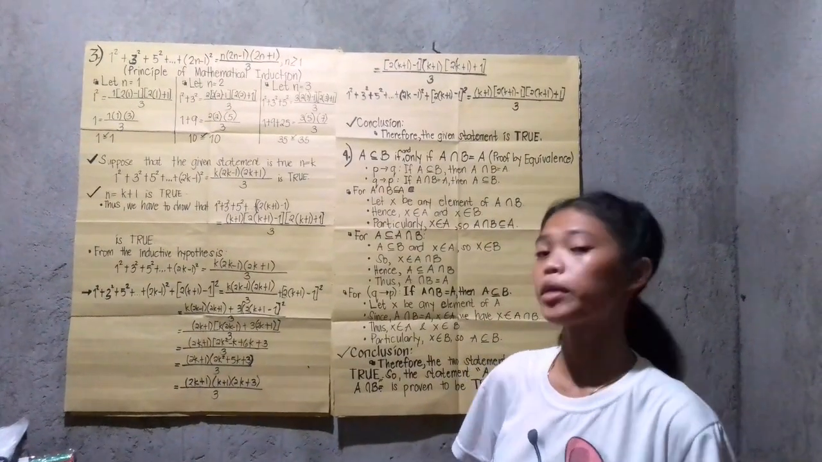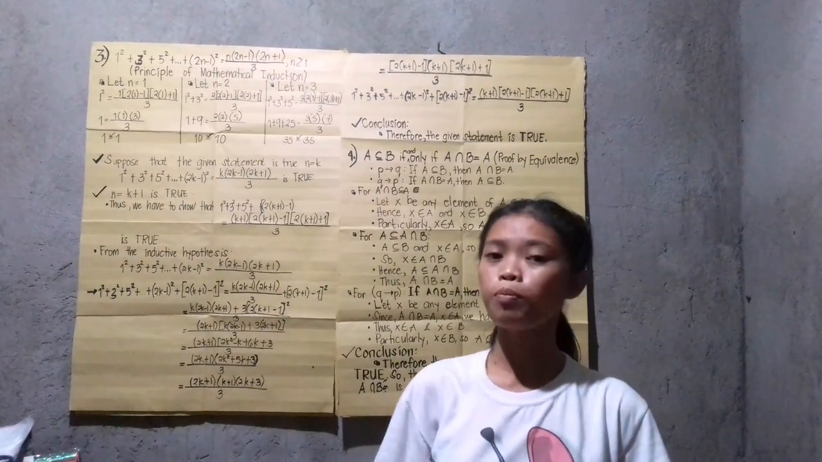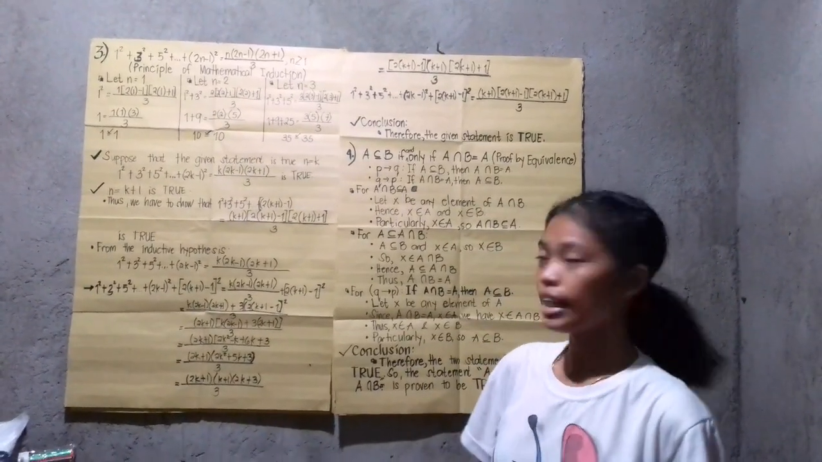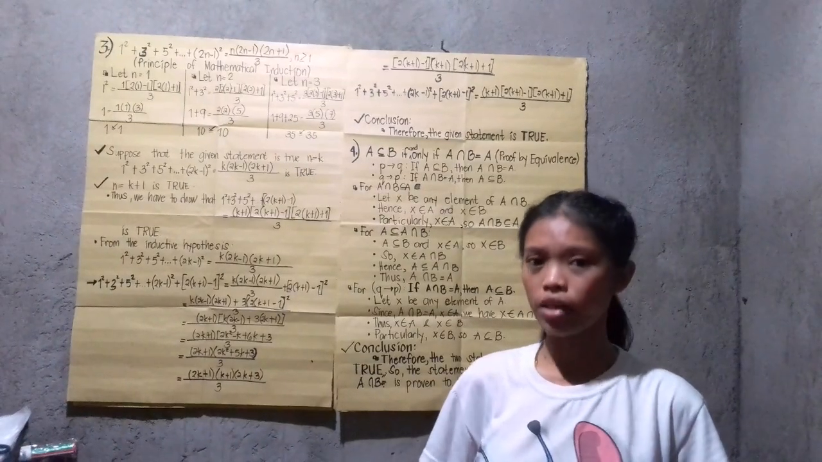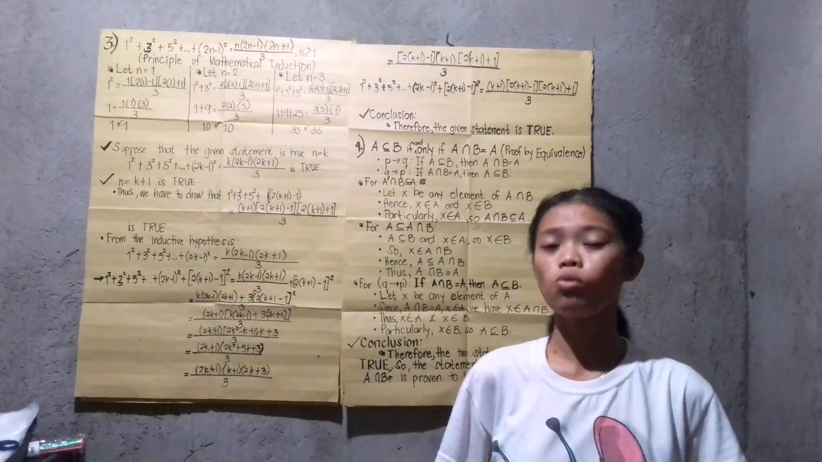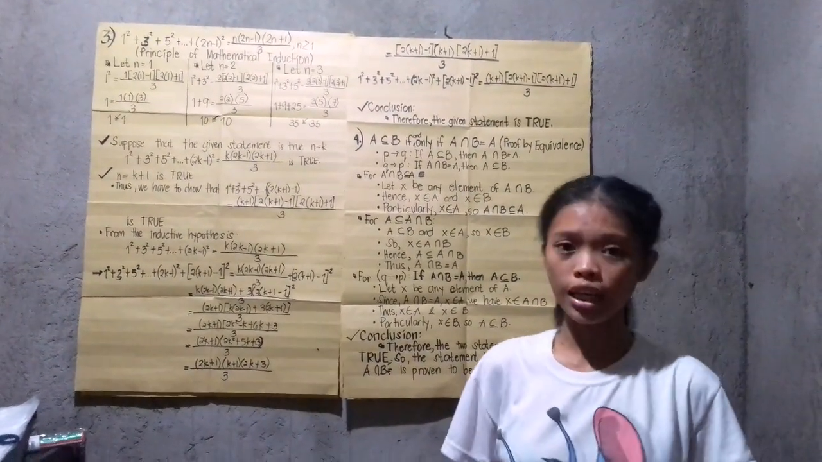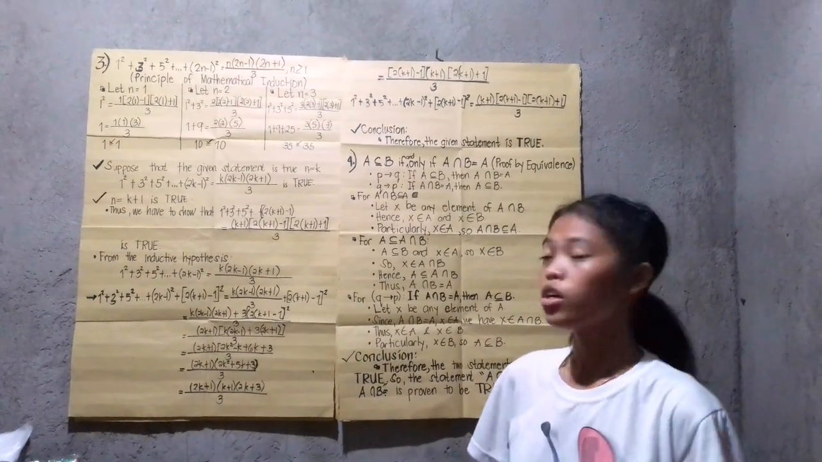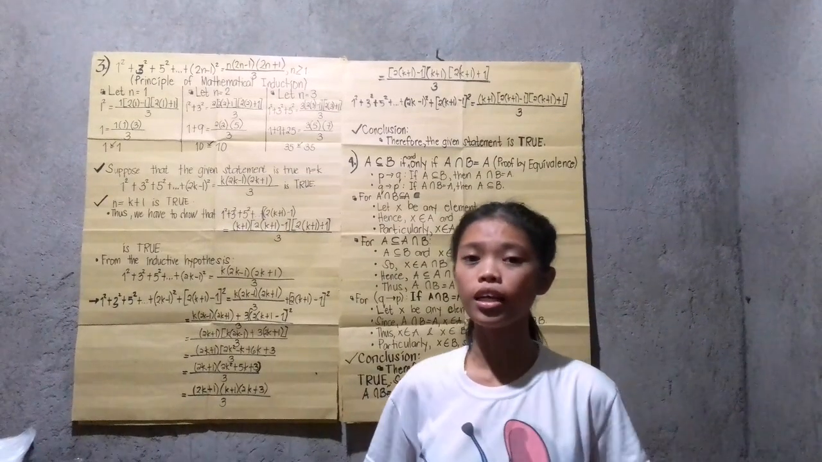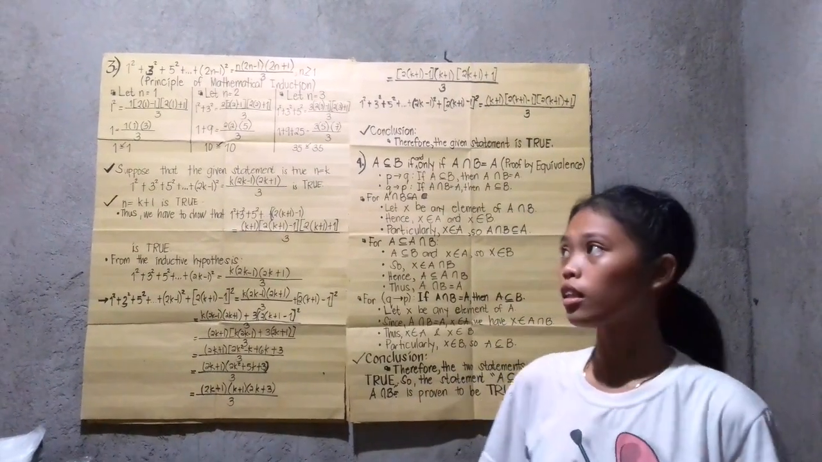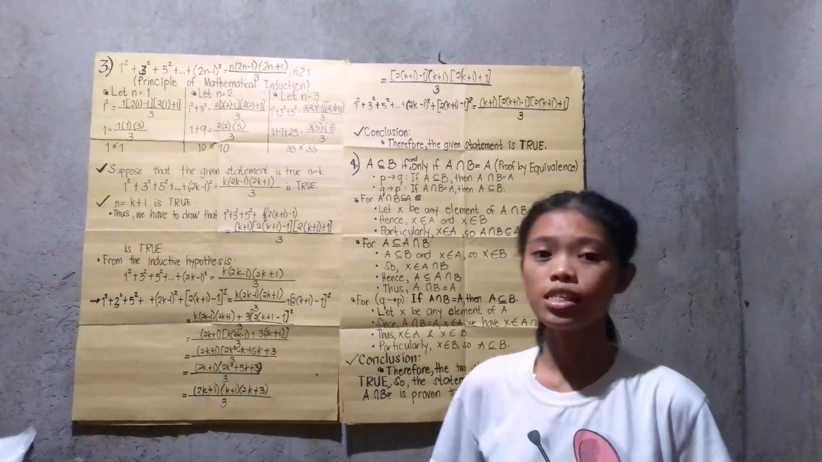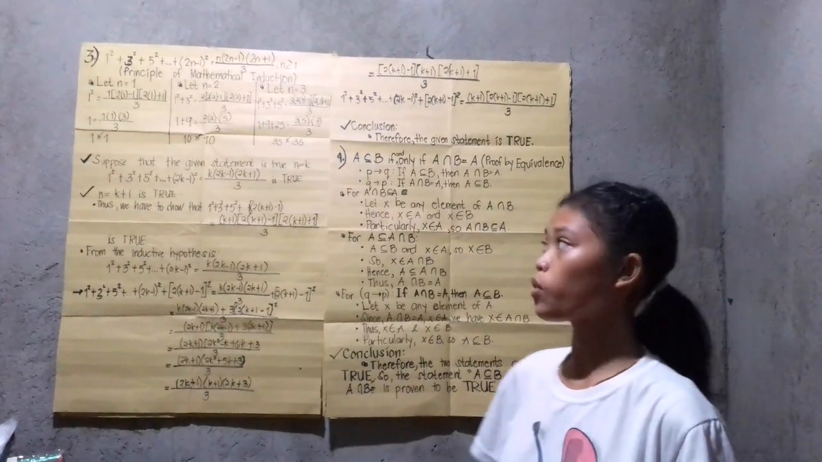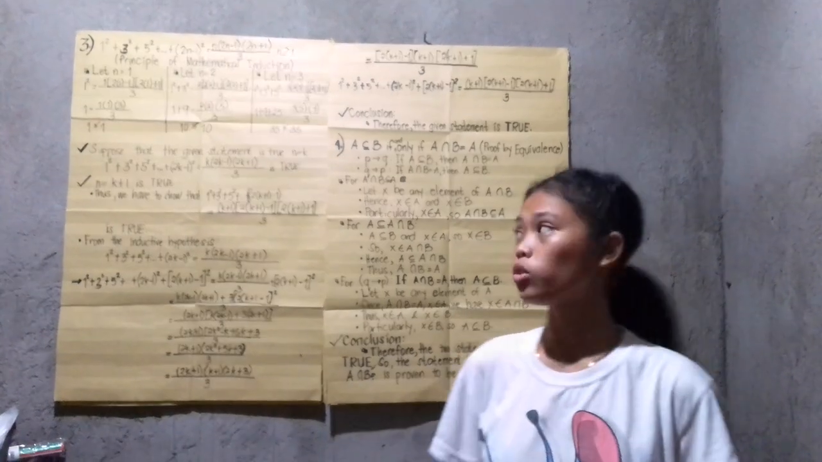We have 1 squared plus 3 squared plus 5 squared plus up to (2n minus 1) squared is equal to n times (2n minus 1) times (2n plus 1) all over 3, where n is greater than or equal to 1. Using the principle of mathematical induction, we will let n be greater than or equal to 1. So first, we'll let n equal 1.